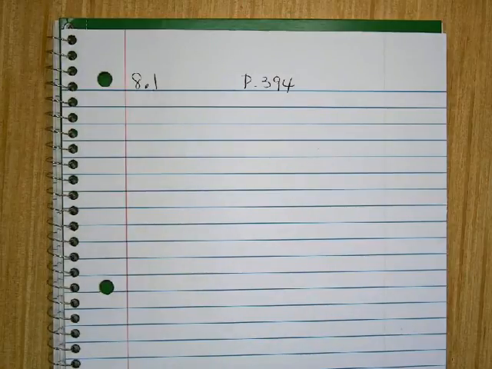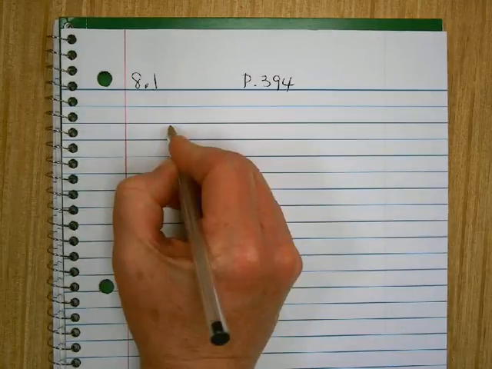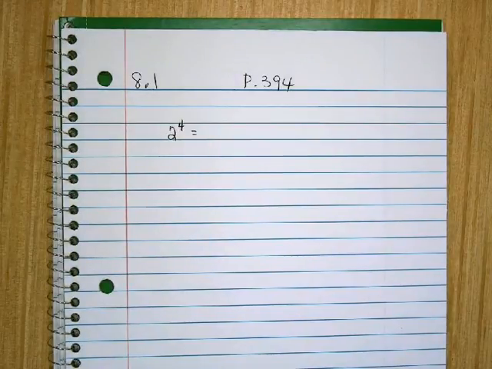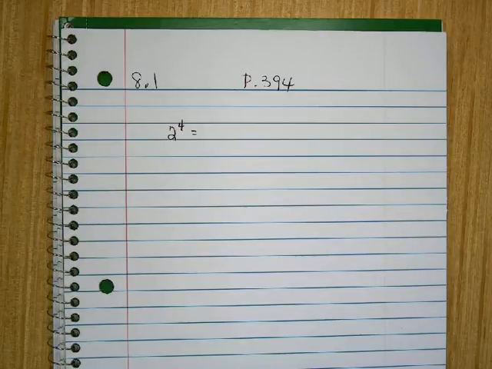We're going to start by just looking at some patterns, okay? 2 to the 4th power. What is 2 to the 4th power? What are those two numbers? Why's one small and one big? What do you know about that?